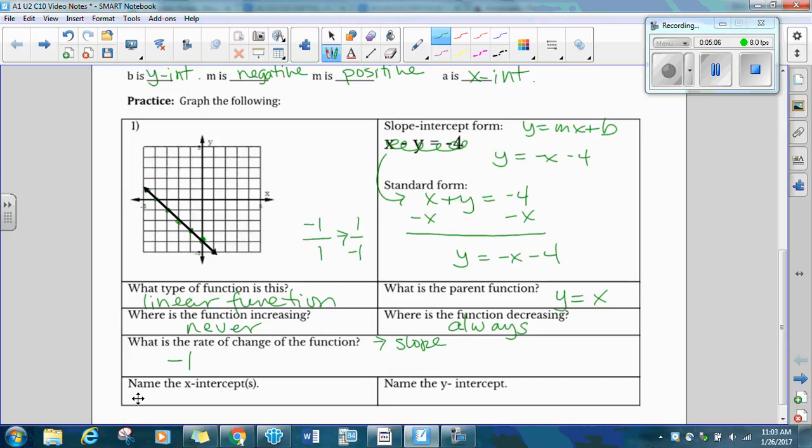And then my intercepts. You should be able to read your intercepts from your graph. The x-intercept is where it crosses the x-axis. It crosses the x-axis right here, so 1, 2, 3, 4, at -4. I always want you to write that as a point and name the y-intercept. The y-intercept is where it crosses the y-axis. I can actually read that from my graph here or from my equation. So that should be 0, -4. Let me erase that.